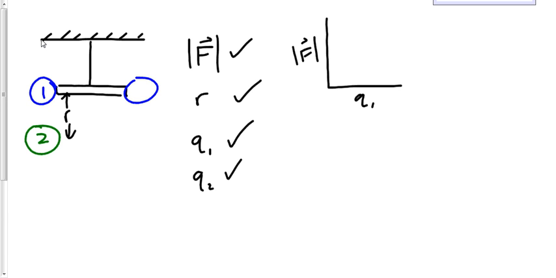What is it? Somebody said it? F, yeah. We always know what manipulated is and what responding is by the graph, right? Manipulated is always on the x-axis, responding is on the y-axis. This gives us a straight line, which tells us the relationship, or better told Coulomb, the relationship is this. F is related to Q1.